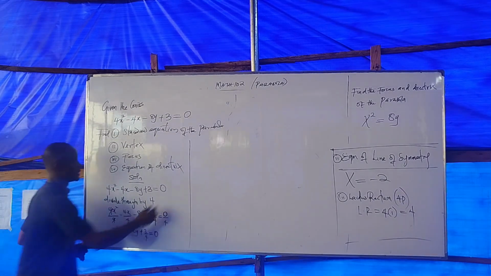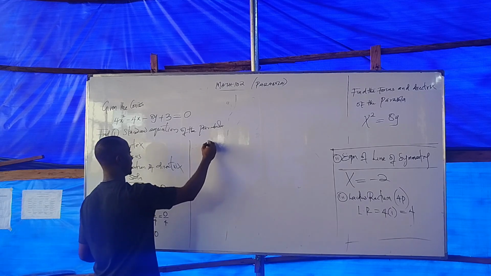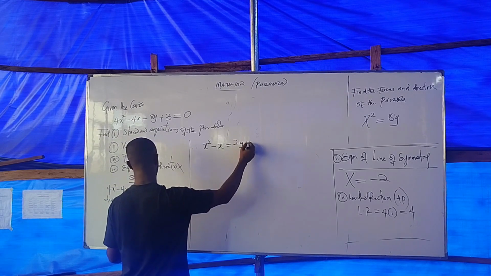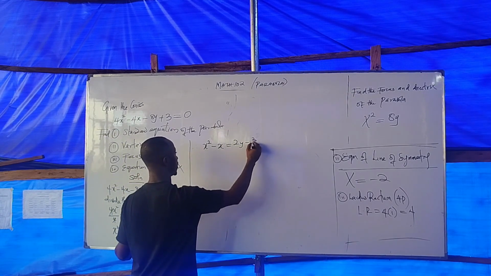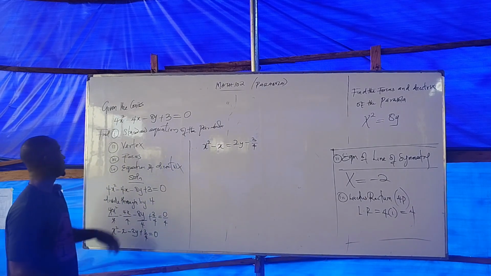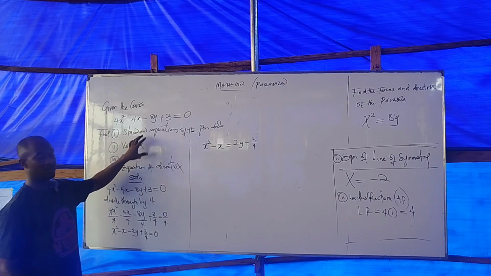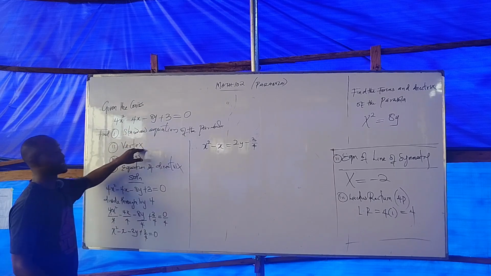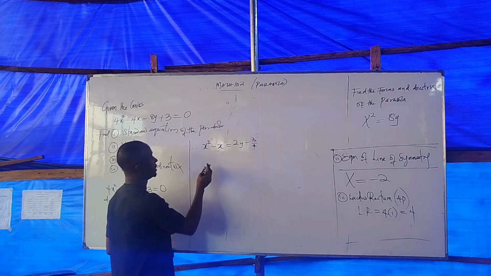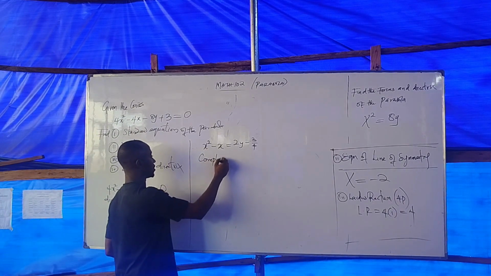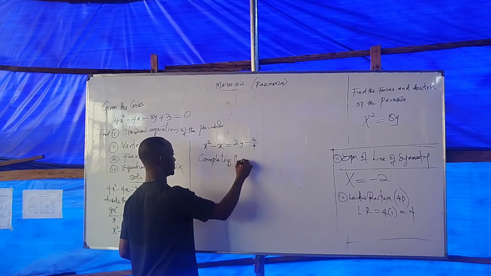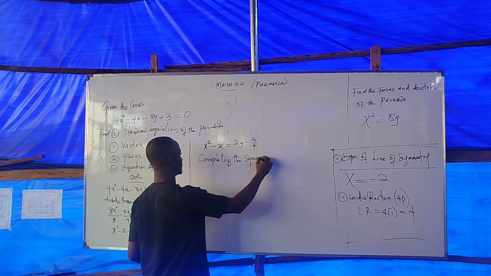Let's rearrange. Therefore, this becomes x squared minus x equals 2y minus 3 over 4. Are you there? The first thing is we have to put it in standard form, because if it's not in standard form, I can't get the vertex. Is it making sense? Okay. So let's complete the square.